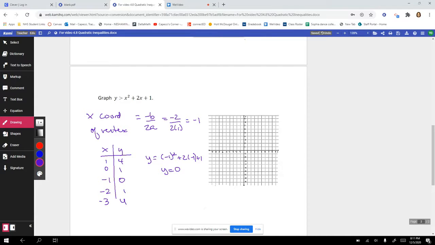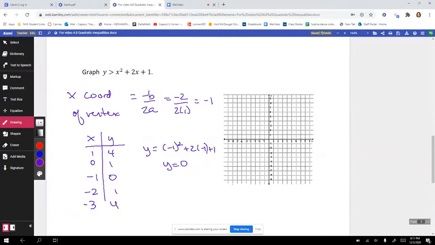So let's just graph it. So I have 1, 4, 1, 2, 3, 4 is here. 0, 1 is here. Negative 1 is 0, right? That's our vertex. Negative 2, 1, and 3, negative 4.